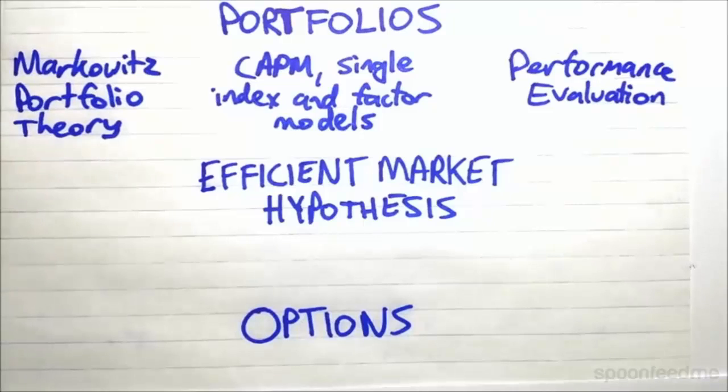And then finally, we'll finish off with the last topic, which is options. So options are a certain type of security available on the market. We'll look at what they are, how we can actually use them in various trading strategies, and then we'll look at how we can actually determine the prices of them. So that, in a nutshell, is all of the topics that we're going to cover.